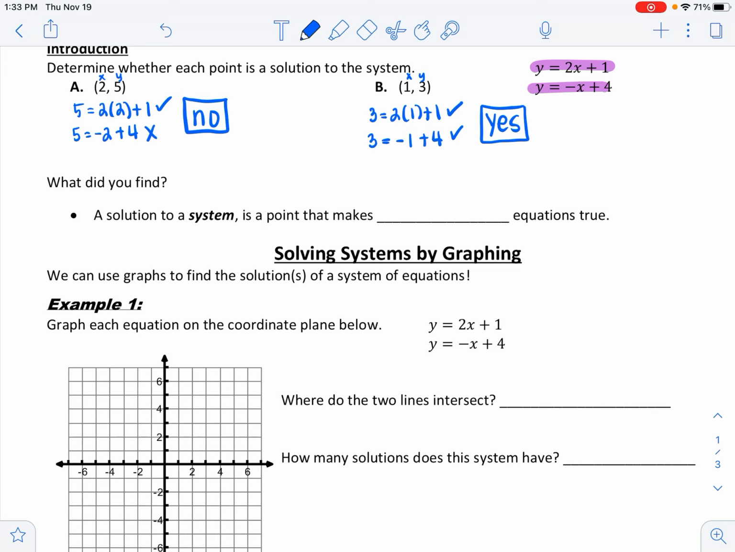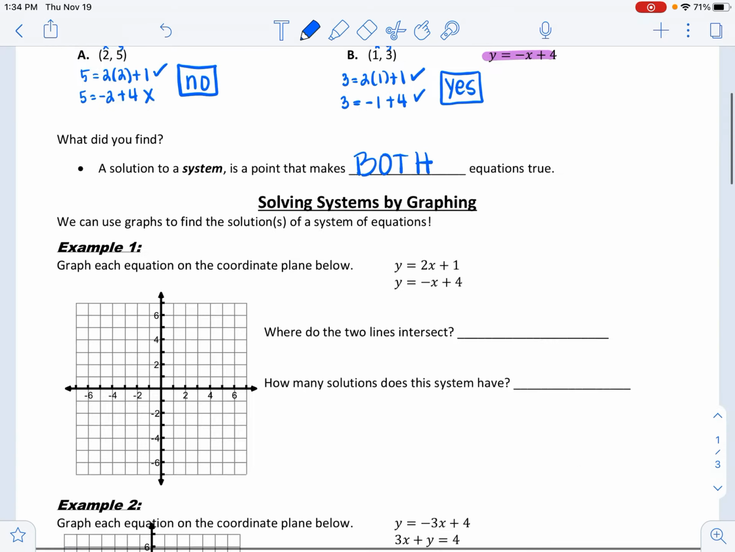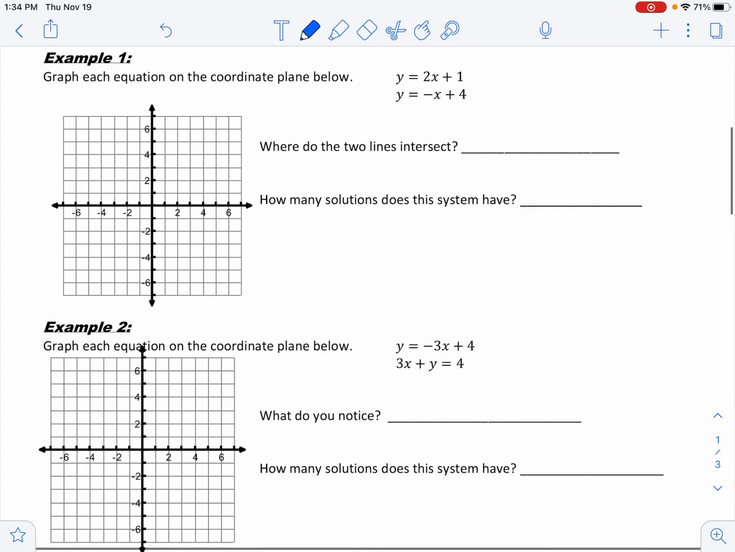Now, how do we find that (1, 3)? That's the question here. So it says, what did we find? A solution to the system is a point that makes both equations true. Okay, so it's a point that's on both lines.